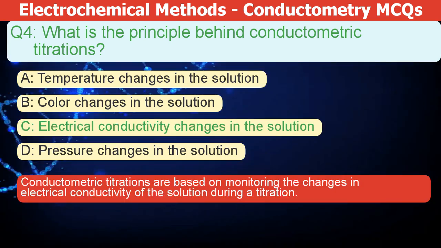The correct answer is C. Conductometric titrations are based on monitoring the changes in electrical conductivity of the solution during a titration.